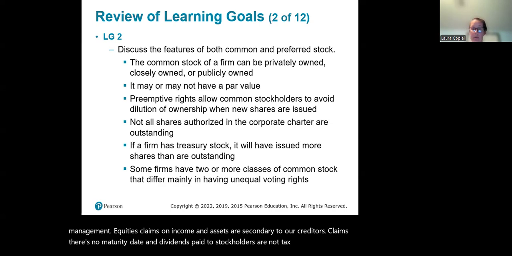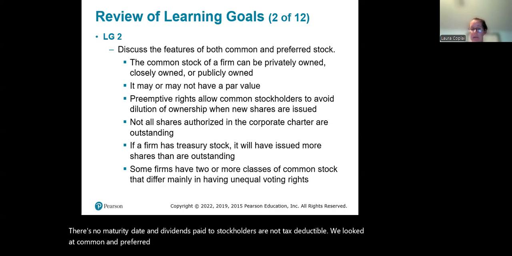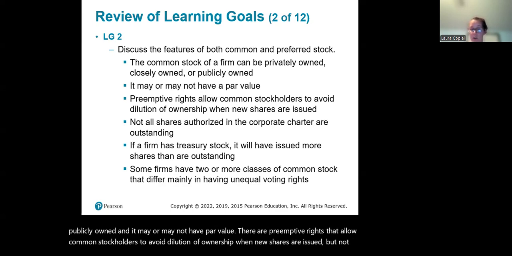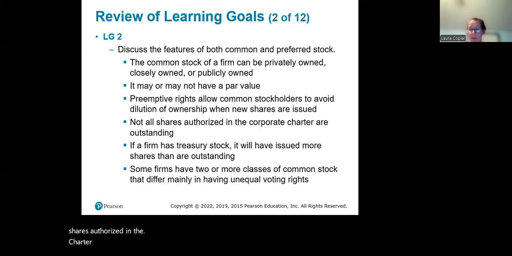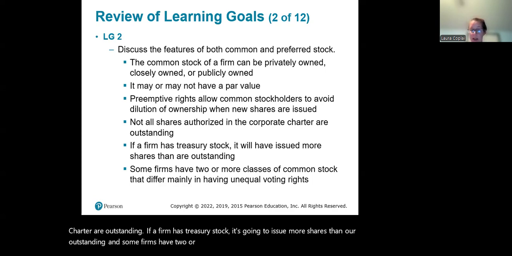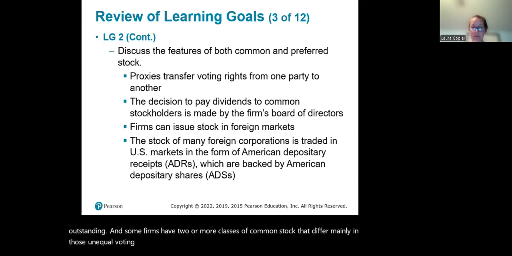We looked at common and preferred stock. Common stock can be privately owned, closely owned, or publicly owned, and it may or may not have par value. There are preemptive rights that allow common stockholders to avoid dilution of ownership when new shares are issued, but not all shares authorized in the corporate charter are outstanding. If a firm has treasury stock, it's going to have issued more shares than are outstanding, and some firms have two or more classes of common stock that differ mainly in those unequal voting rights.